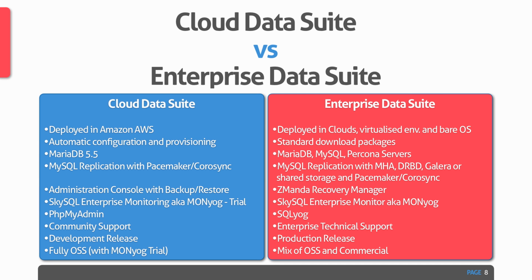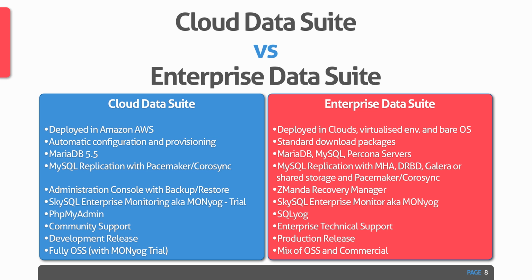If you want to distinguish between what we call Cloud Data Suite and what we have defined as Enterprise Data Suite, which is a name that we have given to our solution in-house and that we provide for our customers, the Cloud Data Suite is deployed only in Amazon AWS, and it's based on an automatic configuration and provisioning system. We will see a few slides that will present that. It is based on MariaDB 5.5.